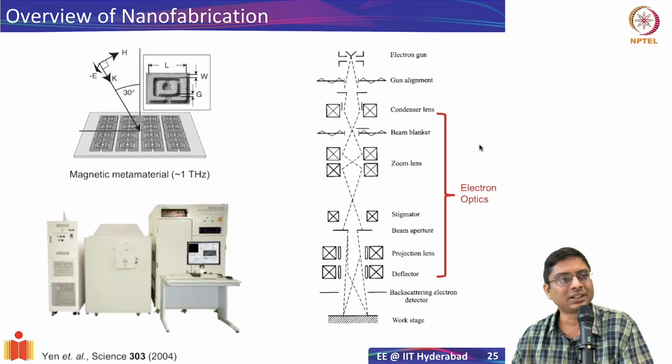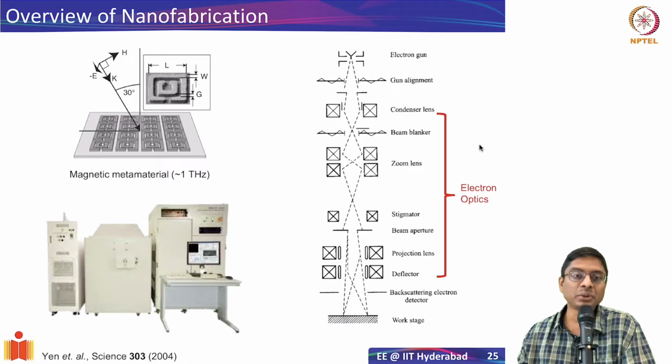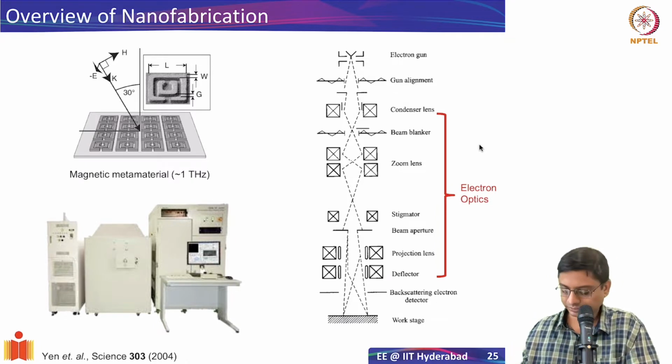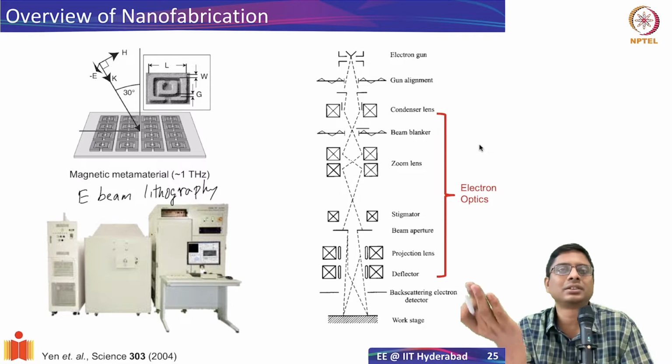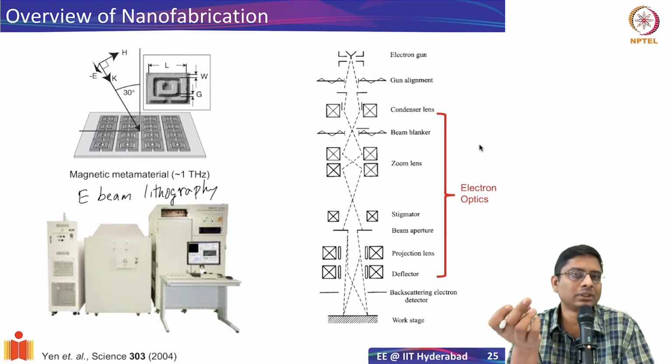If you have a typical electron beam, a typical photolithography, you can't do it. So we use another technique which is called electron beam lithography, or e-beam lithography. What it does is, instead of using light as a source, I use an electron beam as a source.